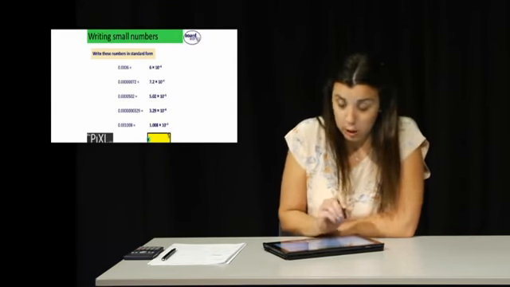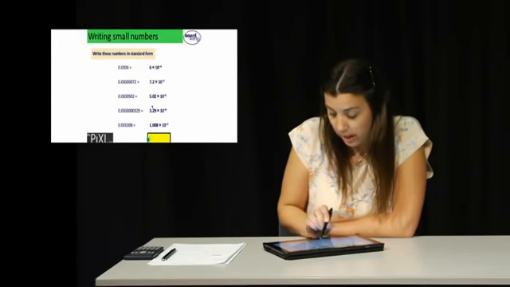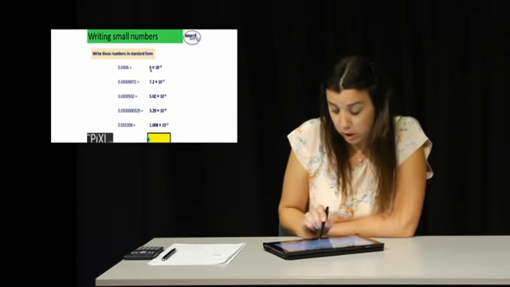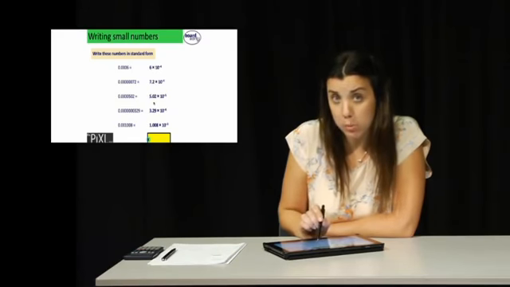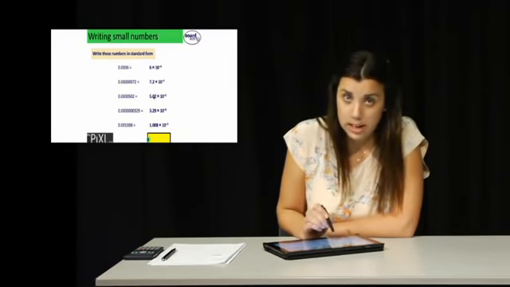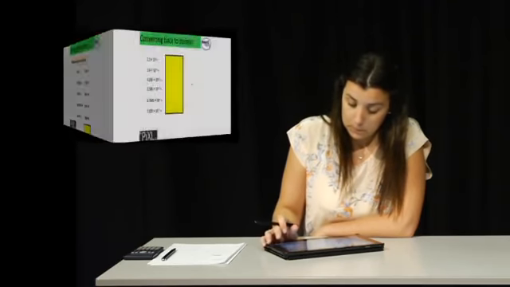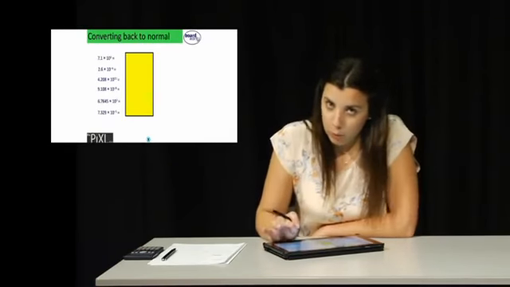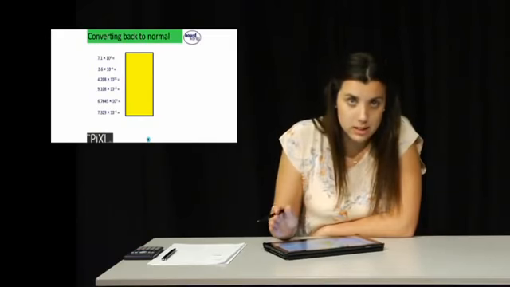Let's just recheck. Have a look at all of those numbers on the left-hand side. 6, 7.2, 5.02, all numbers between 1 and 10. If it's not between 1 and 10, the number is not in standard form. So we've gone from normal numbers into standard form.